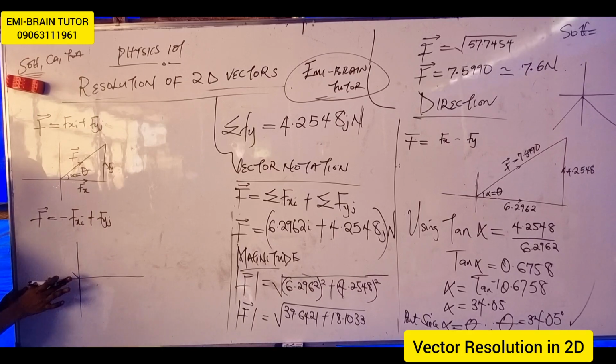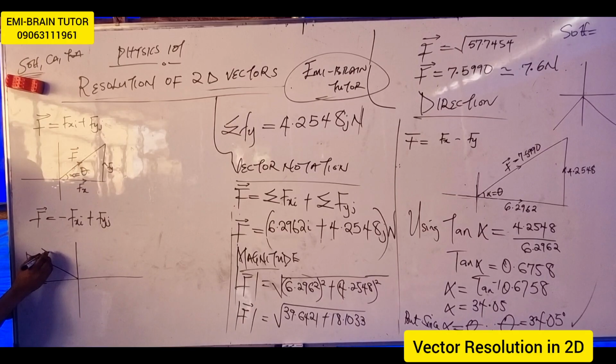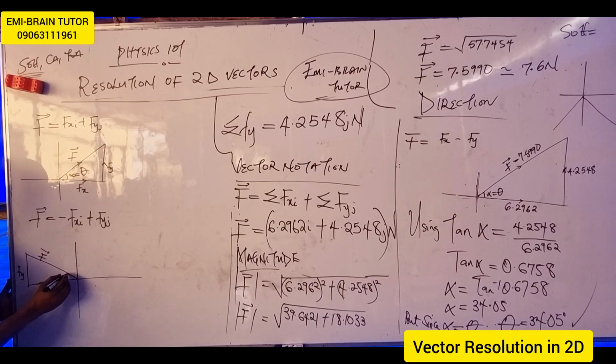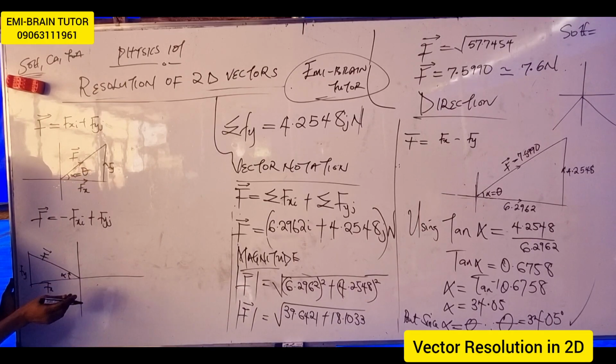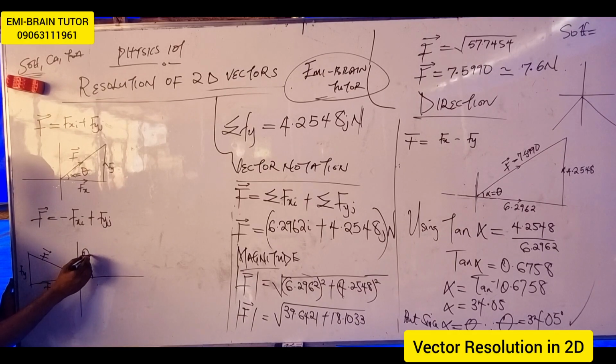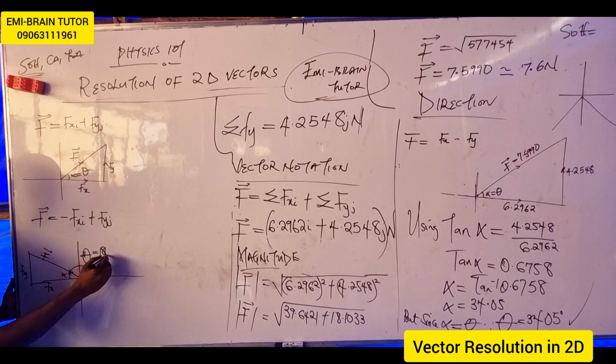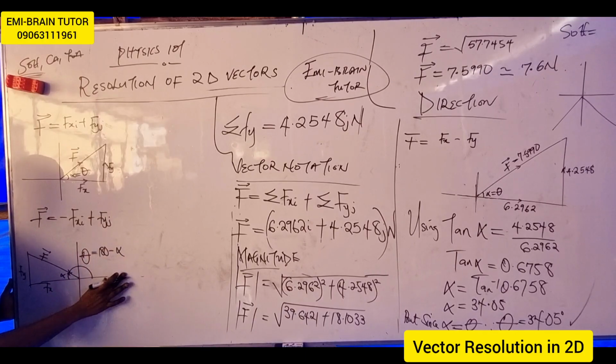Let me make it slanted a little. This is my F, right? This is Fx. This is Fy. What do you call this? The reference angle, which is alpha. Then the directional angle is measured from the positive x-axis, from here to here, and we call it theta. Theta here is 180 minus alpha. Please take note.